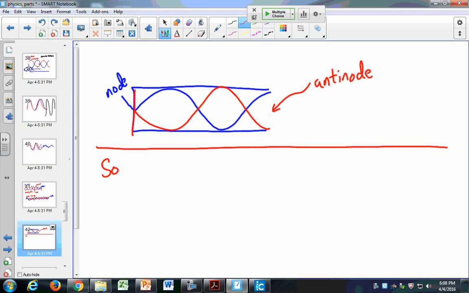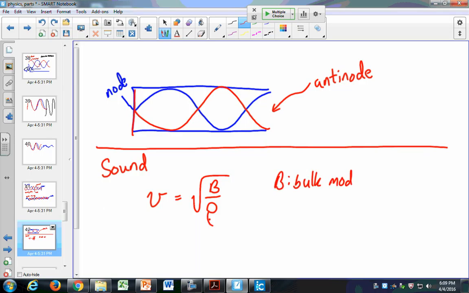So sound. When we're talking about the speed of sound, it's dependent upon a couple of things. It's dependent upon the bulk modulus and the density. And that speed is given as v equals the square root of B over rho. B is the bulk modulus. Sometimes we also call this elasticity. I don't think your book calls it that.